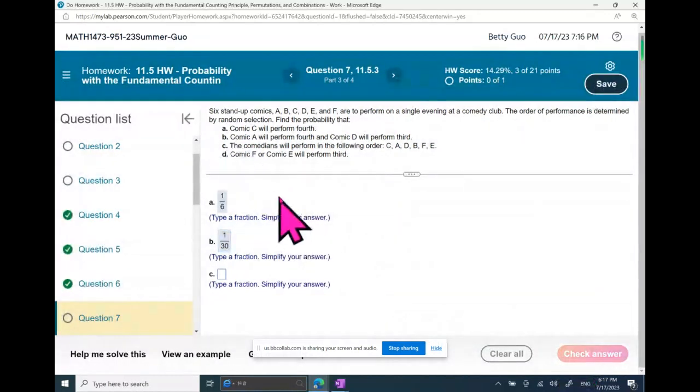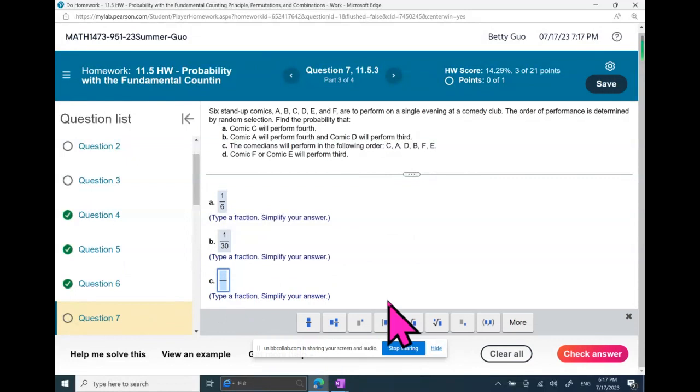For C, C is the event that the comedians will perform in a specific order, one order: C, A, D, B, F, E. So the numerator is going to be 1. 1 over 720, 1 over 6 factorial. 6 factorial is 720.